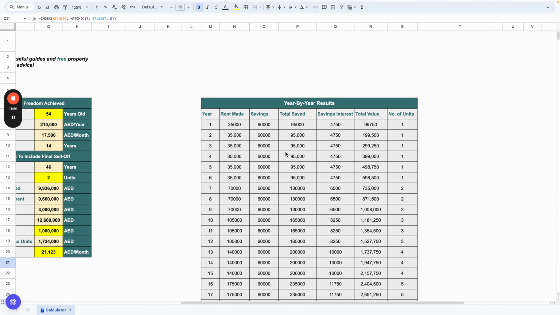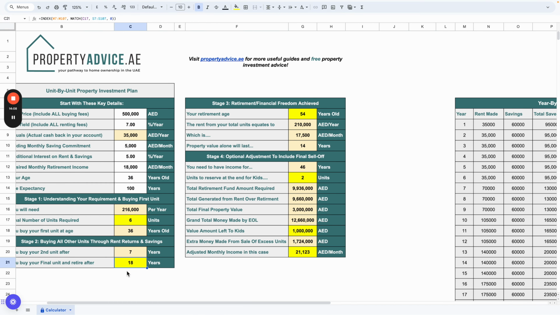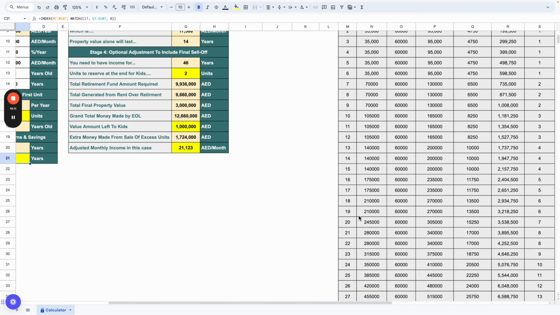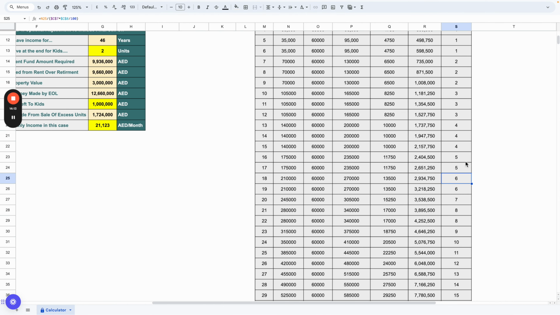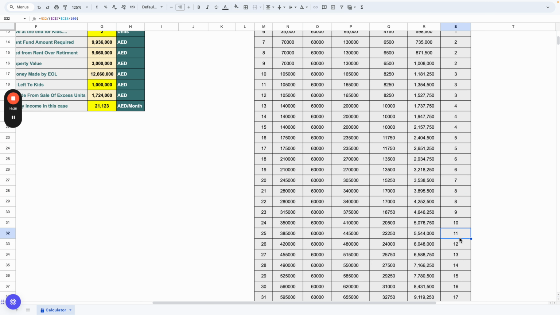And over on the right, don't forget your year-by-year results. Something quite interesting happens, as I realized, as you make more rent from more units, it gets to a point. So here it was about 18 years. So if we go down to 18, this is where we've just bought our 6th unit. Now notice how quickly those units start to accumulate. In year 19, we've still got 6. In year 20, we'd have 7. In year 21, we'd have 8. And then further down the list, we're buying 1 unit every single year if we continue it.